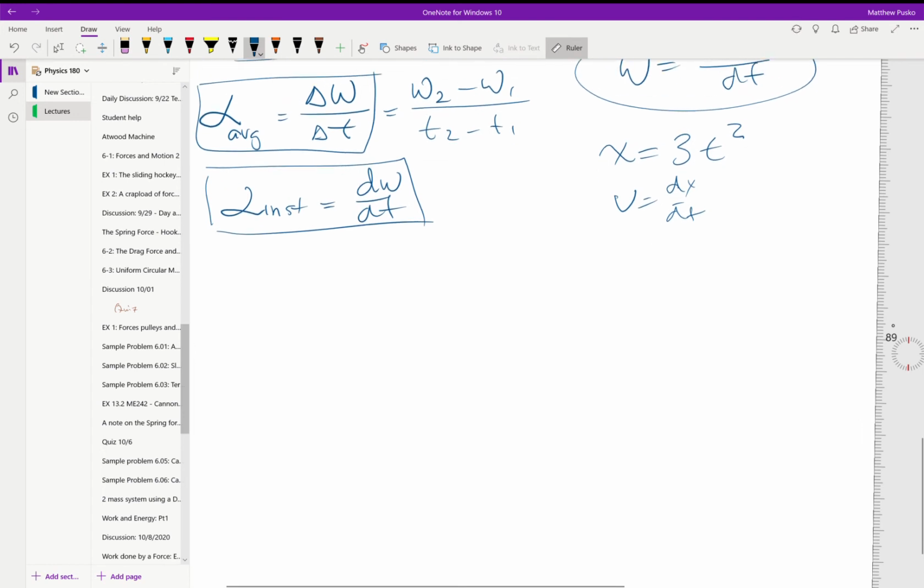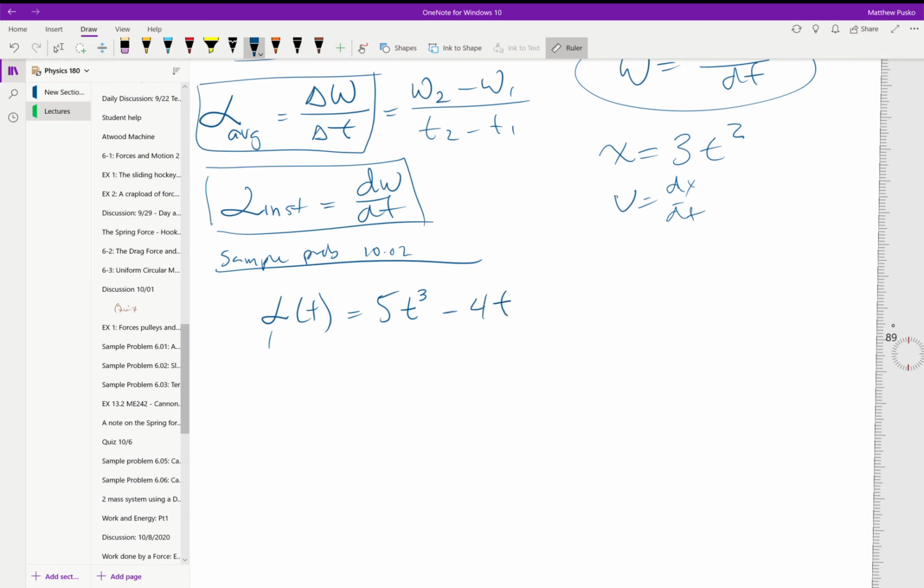So let's do an example real quick. What if we're given, this one's in your book too, sample problem 10.02, alpha as a function of time? So the angular acceleration is equal to 5t to the third power minus 4t.